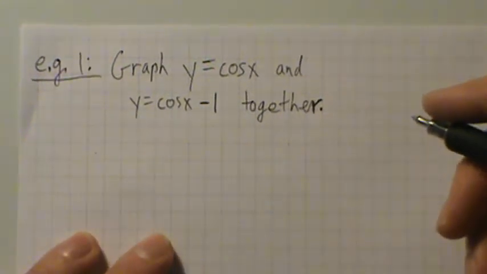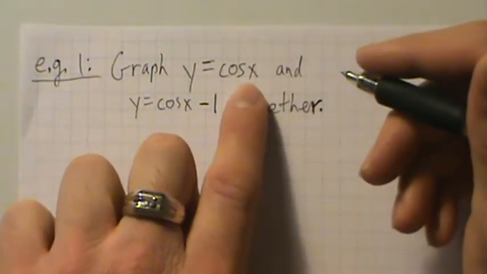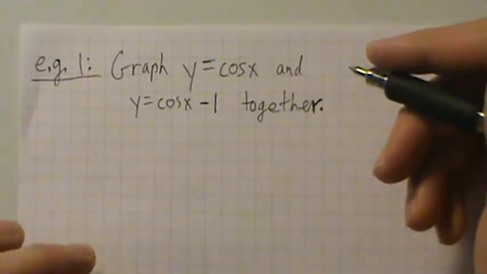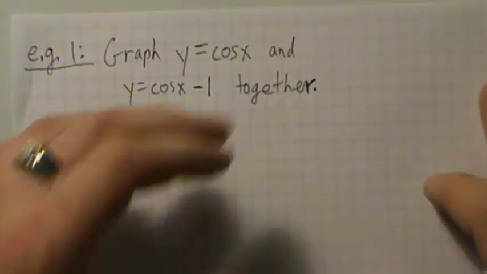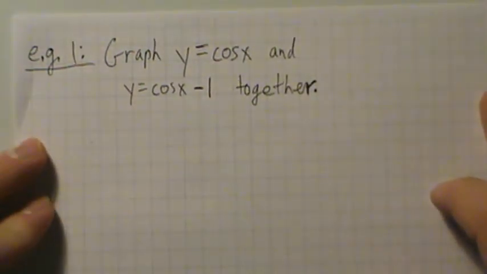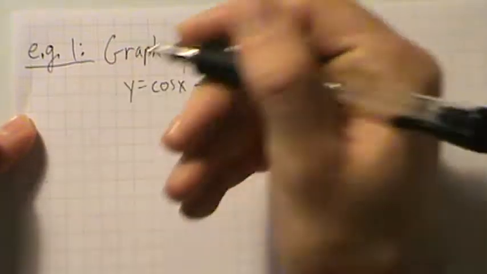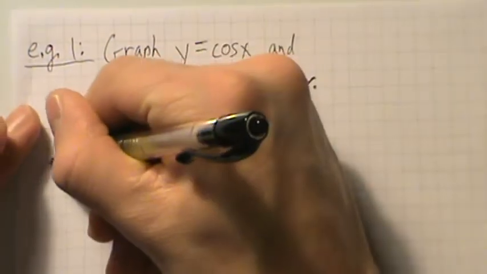But anyway, so let's graph cosine of x and then cosine of x minus 1 together on the same set of axes. Okay, so we just want to graph them together to see how they relate to each other. Okay, so we'll come down here a little bit, and let's go ahead and draw. I guess we can do it up here.